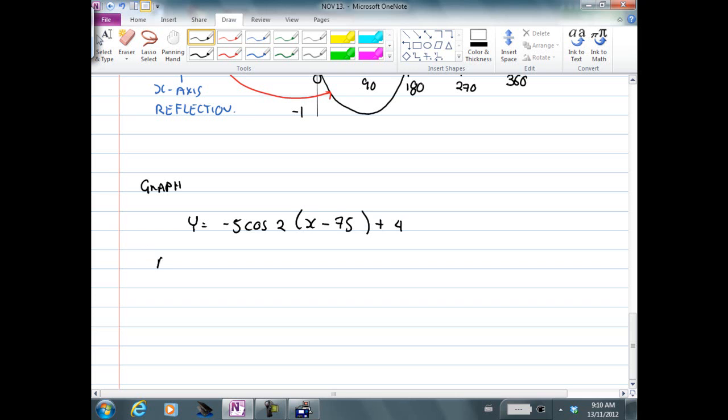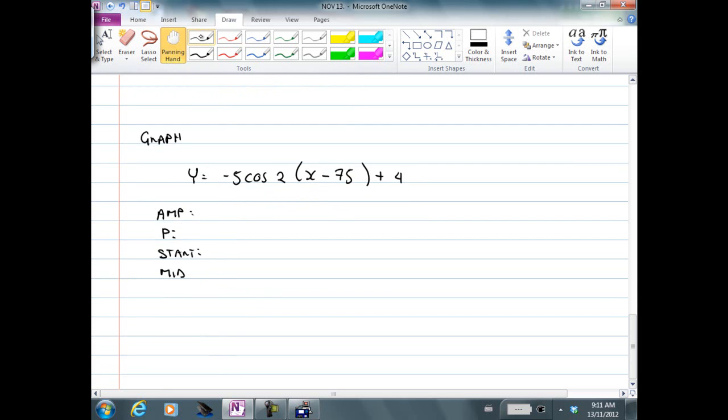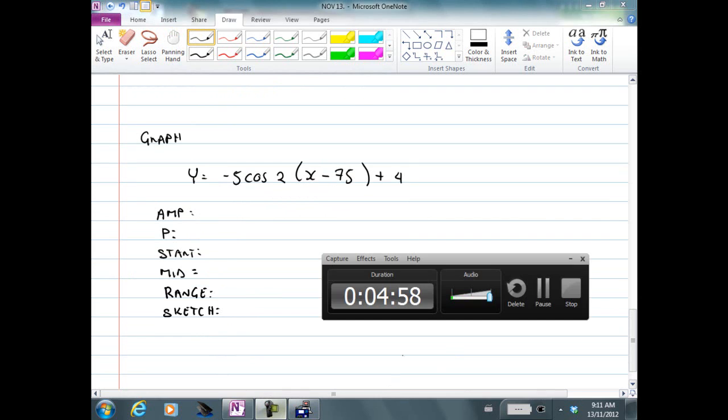I want you to go ahead. First, before you start, I want you to tell me what my amplitude is going to be. What is my period? What is my start? And, I forgot my midline. And there's one more word I haven't really used in a long time. Range. The range is found by you really understanding what the sketch looks like. And finally, I want you to sketch it. I'm going to pause it and let you have a crack at it.